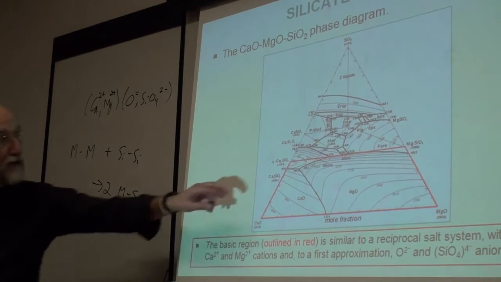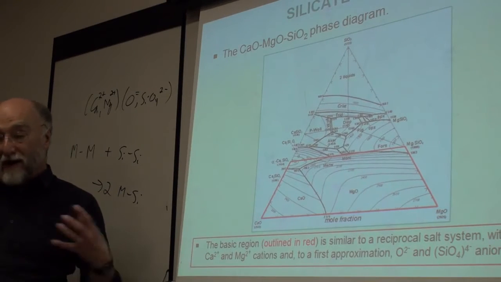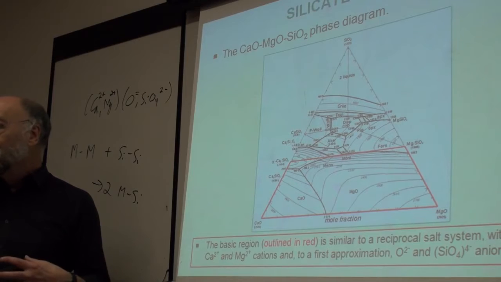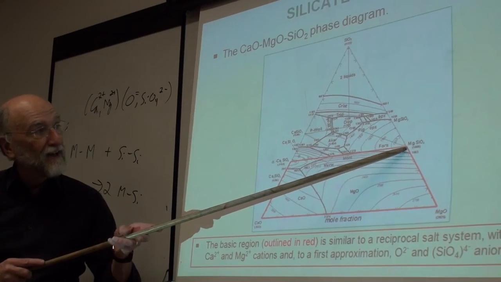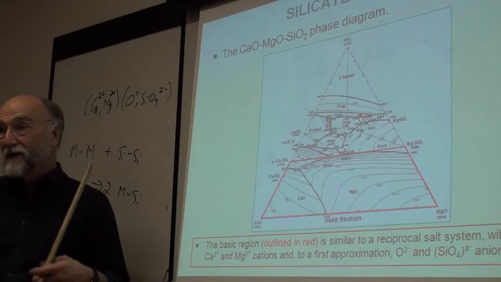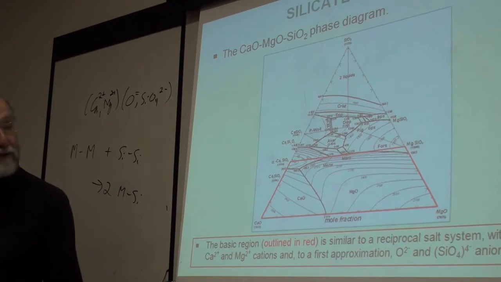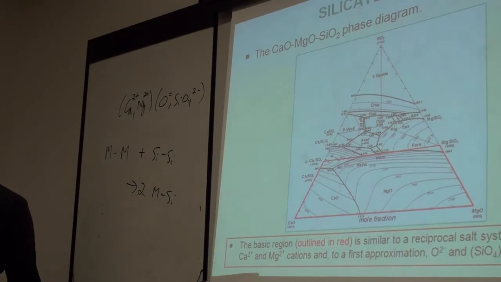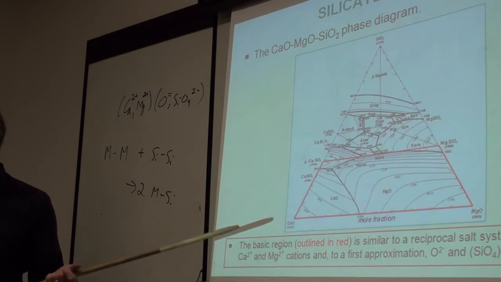Now, it's not exactly reciprocal, because Ca2SiO4 isn't exactly calcium and SiO4. You have some dimers, trimers already, and magnesium even more so. So this is not exactly Mg2+ and SiO4. This is more complicated. You have some tendency to dimerization already, but to first approximation, this is a reciprocal salt system, just like sodium chloride, potassium fluoride. I mean, you have two cations and two anions.